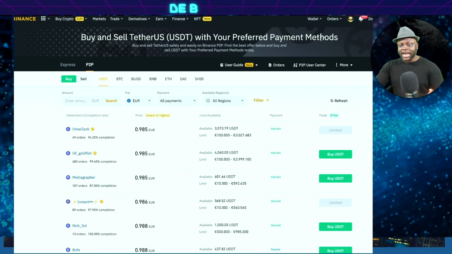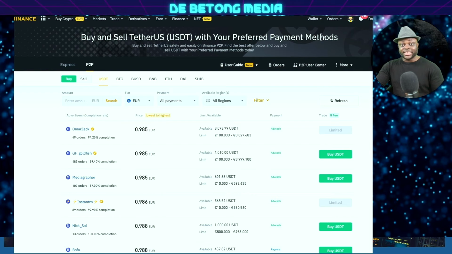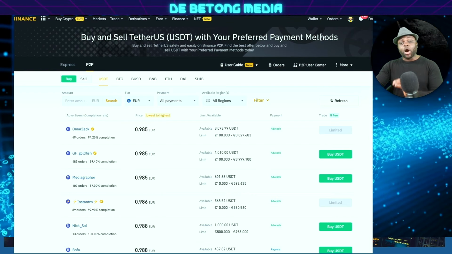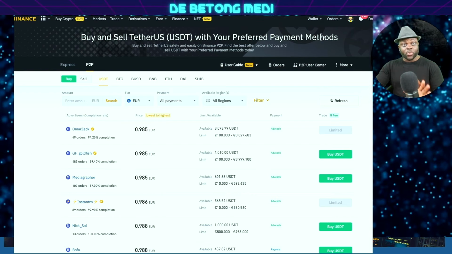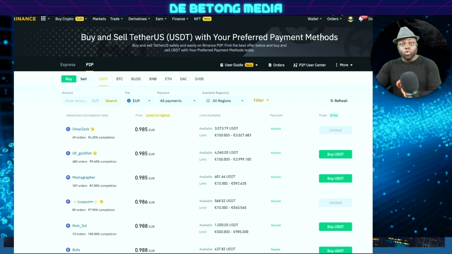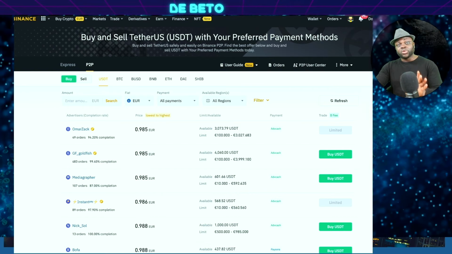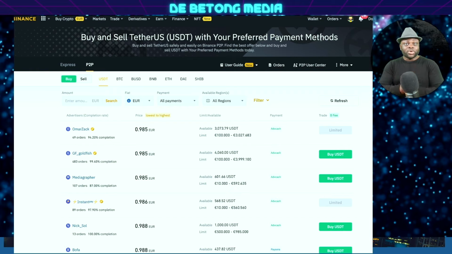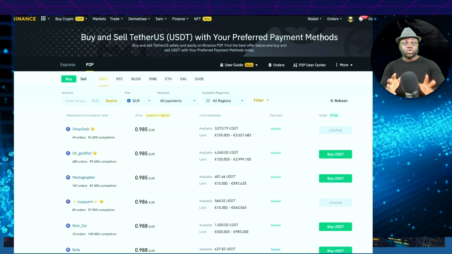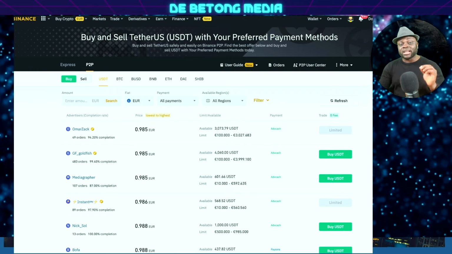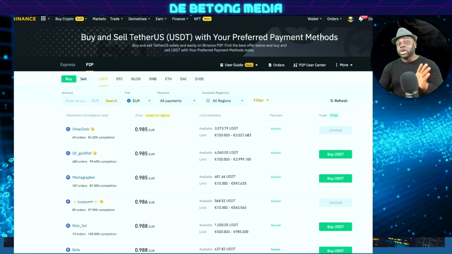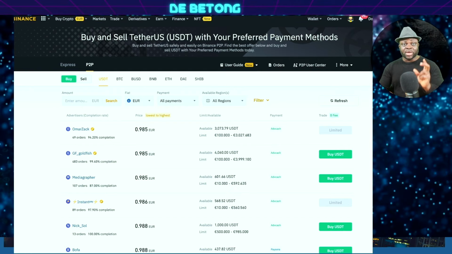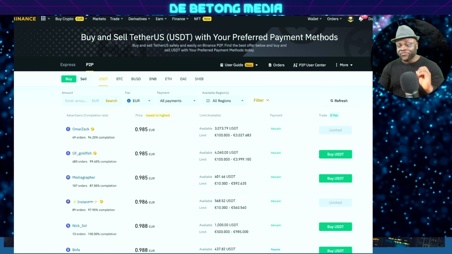This is the interface, right? Let's say you have $1,000 and you want to start trading with that. Or let me say you have $200 and you want to start trading with $200. But this strategy that I'm going to show you will require you to have at least $1,000, or if you have just $100, you're going to be making $2 every day.